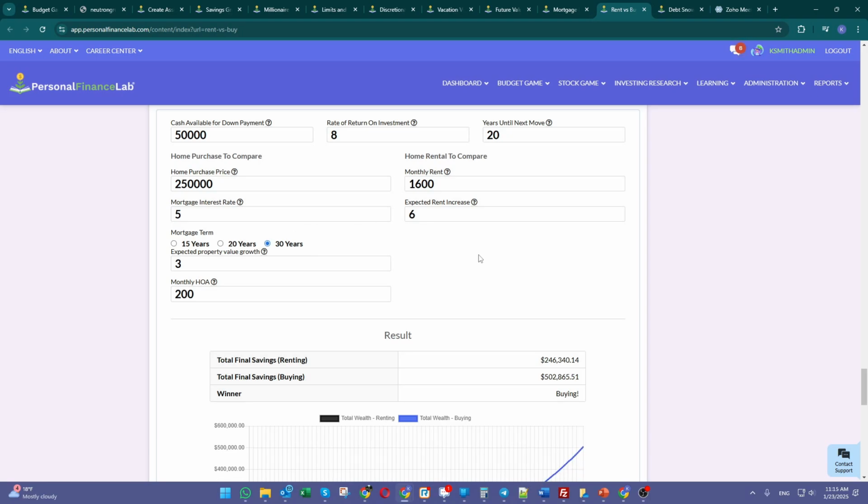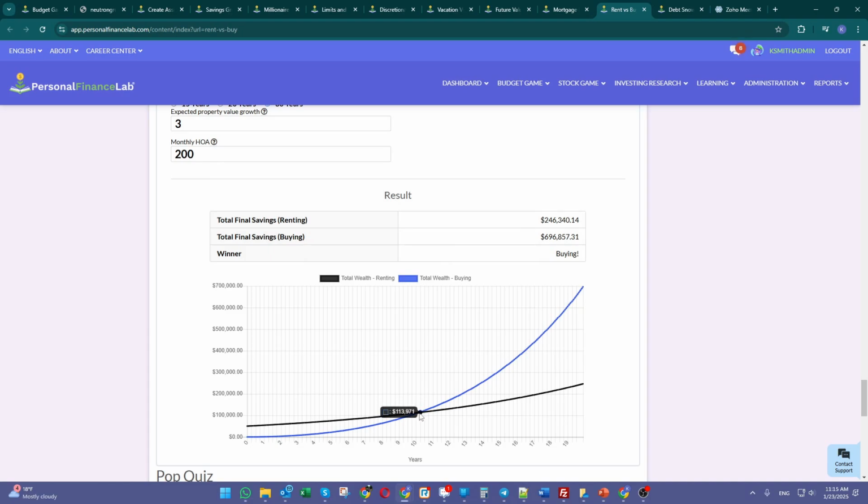I can change the mortgage amount here. I can make the rent more expensive. Let's say it's going to cost me $1,800 for the same place, and now it's become cheaper a lot faster, just paying a little bit more rent every month.